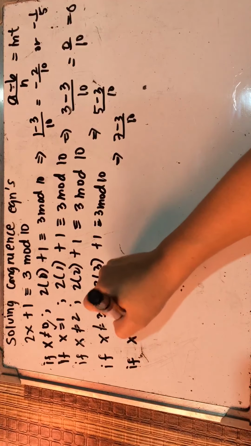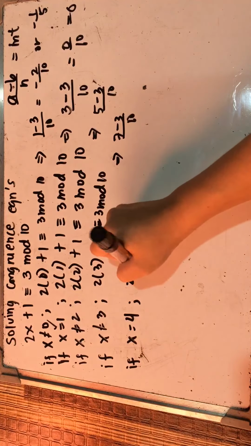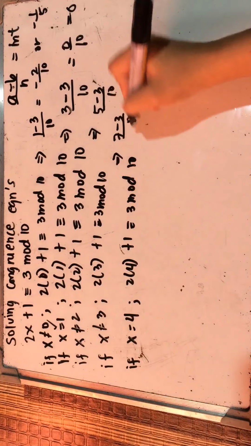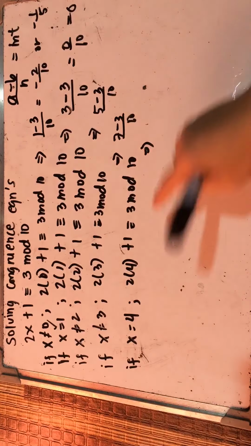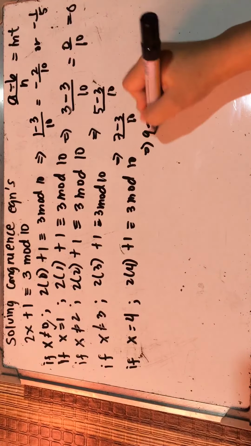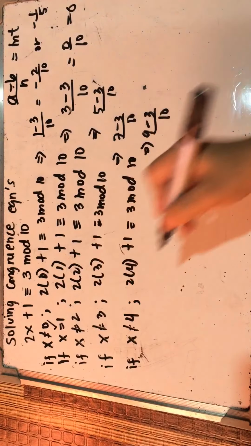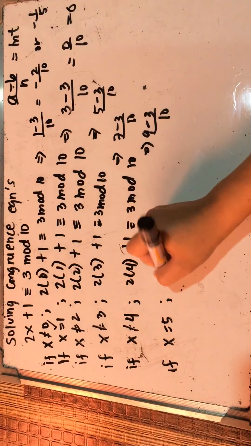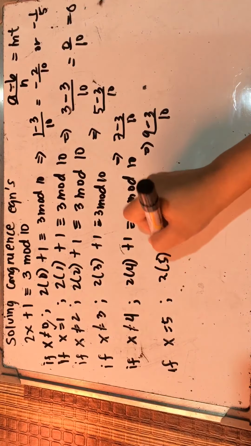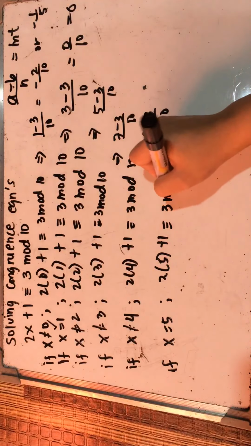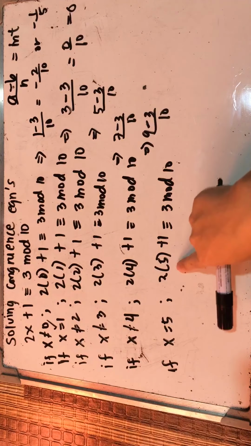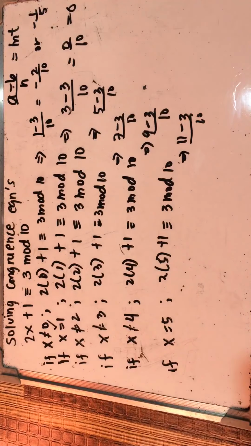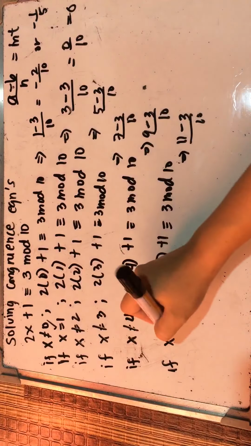If x equal to 4, 2 times 4 plus 1 is congruent to 3 modulo 10. So, 8, 9 minus 3 over 10. So, hindi pa rin solution. If x is equal to 5, so 2 times 5 plus 1 is congruent to 3 modulo 10. Sorry, 11 minus 3 over 10. Malayo pa din. So, magpa-fraction pa din.